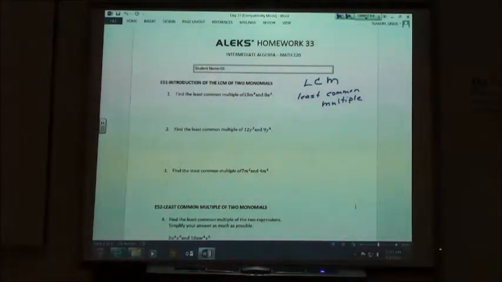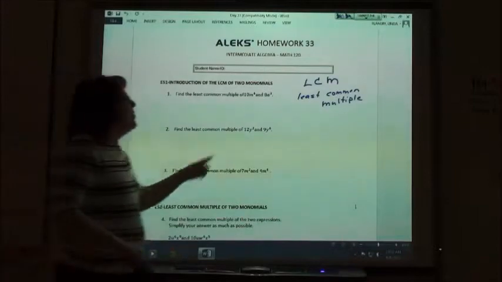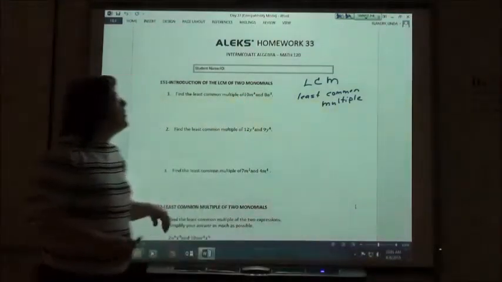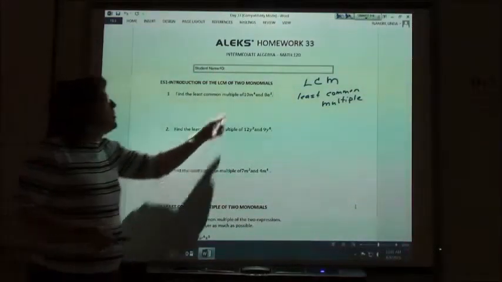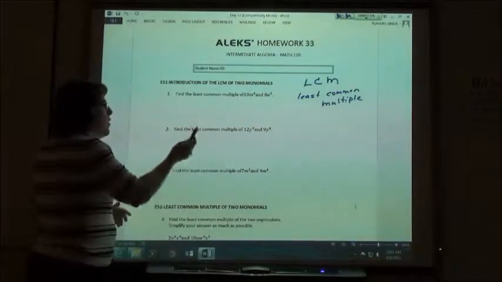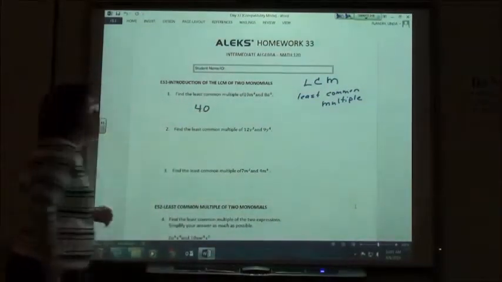You're going to get bigger. My multiples of 10: 10, 20, 30, 40. My multiples of 8: 8, 16, 24, 32, 40. So when I'm looking for the least common multiple, it's just like finding that common denominator that we found when we added fractions. My least common multiple of 10 and 8 is going to be 40.